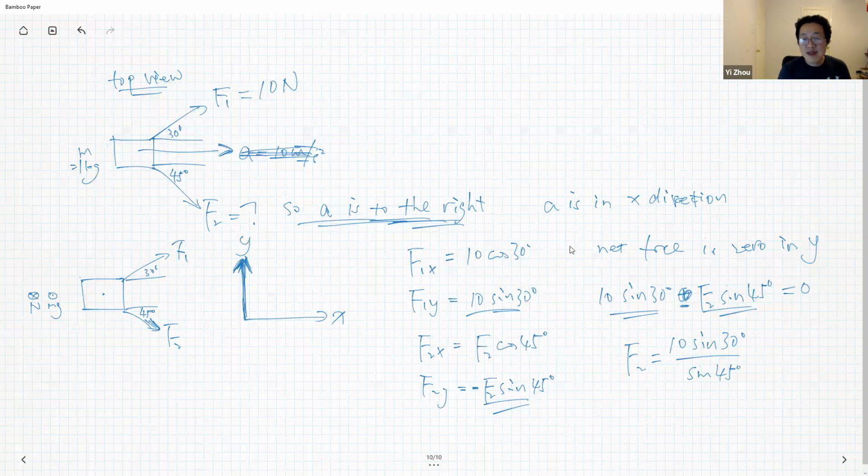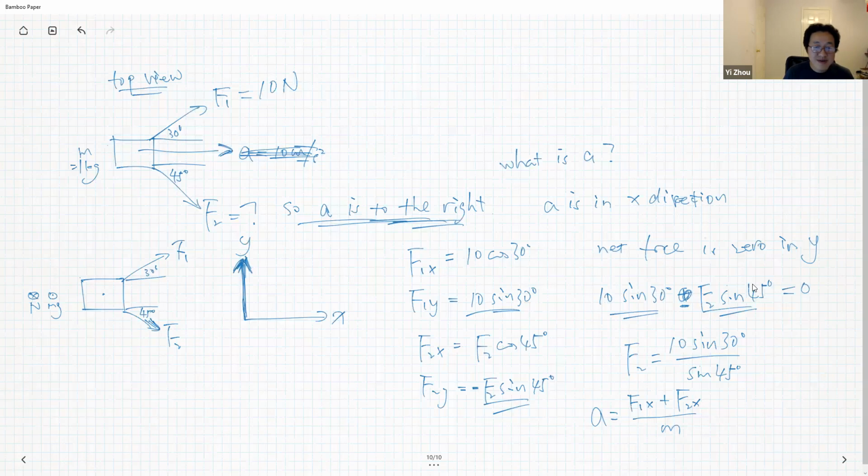Okay, so now if I ask what is A, how do we find A then? You can use F1x and F2x. Okay, so A will be equal to F1x plus F2x divided by M, right? So after here, you just plug in numbers and punch in the calculator. Okay, thank you, Claire.